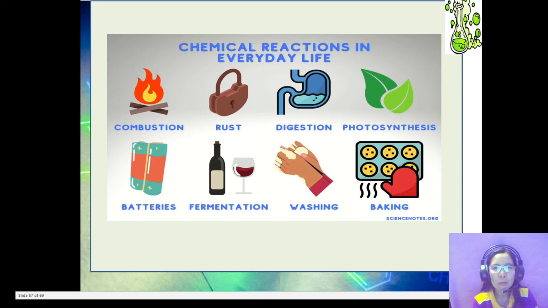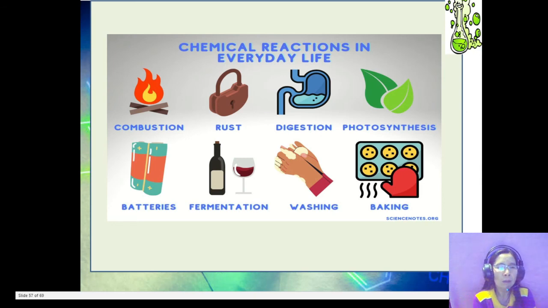Another one, photosynthesis. We discussed this one during your grade 9 science. Can you remember the process of photosynthesis wherein a plant needs carbon dioxide and water, and in the presence of sunlight and the chlorophyll of the plant, it will be able to produce glucose and oxygen gas? So it's a chemical reaction taking place in that particular plant.